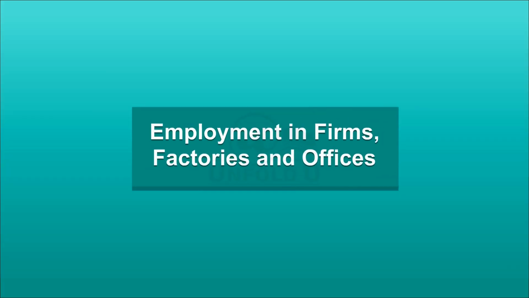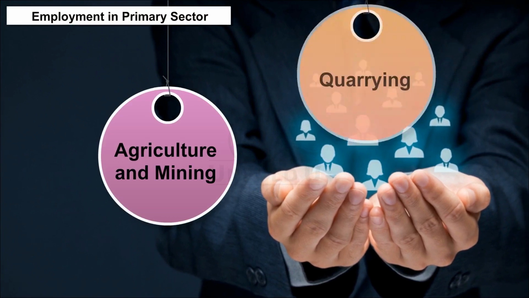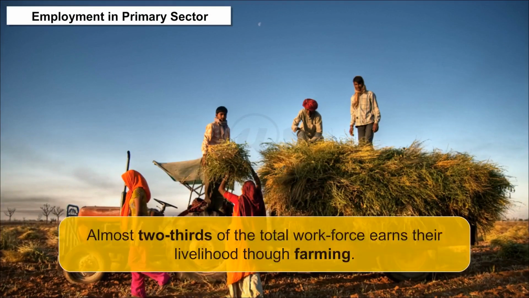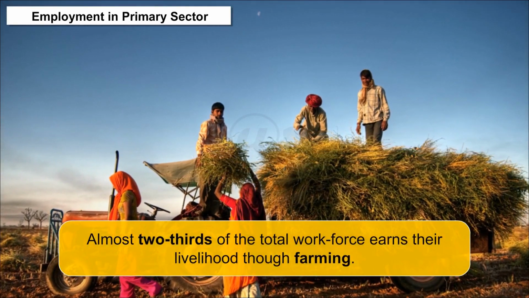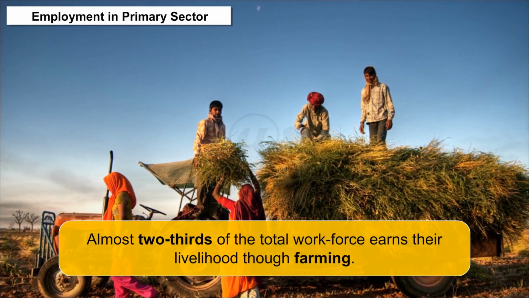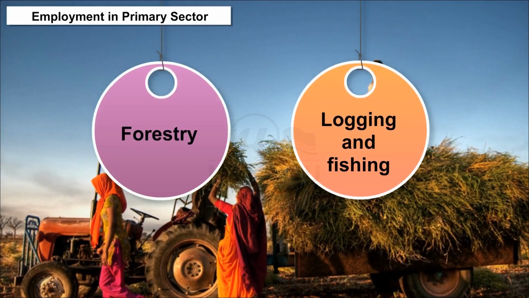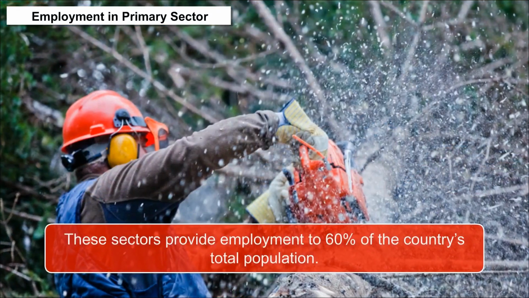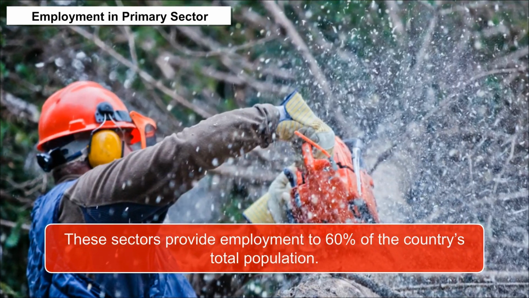Employment in firms, factories and offices. In the primary sector, agriculture and mining or quarrying are the prominent economic activities. Almost two-thirds of the total workforce earns their livelihood through farming and other allied sectors like forestry, logging and fishing, which account for 18% of the GDP.